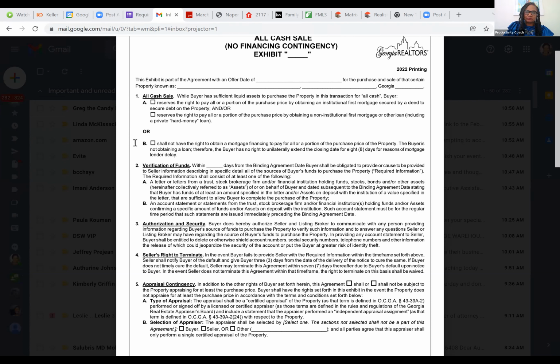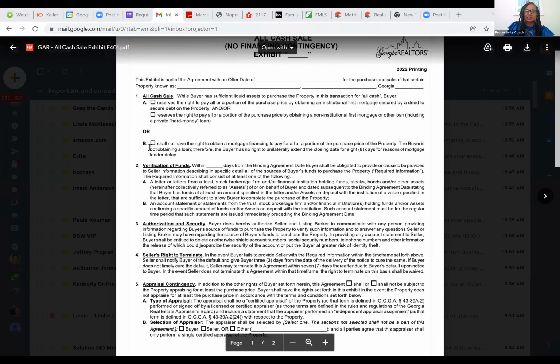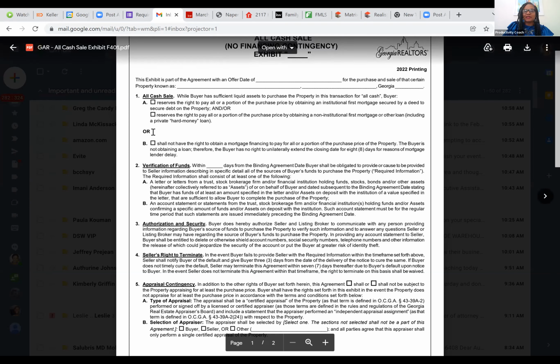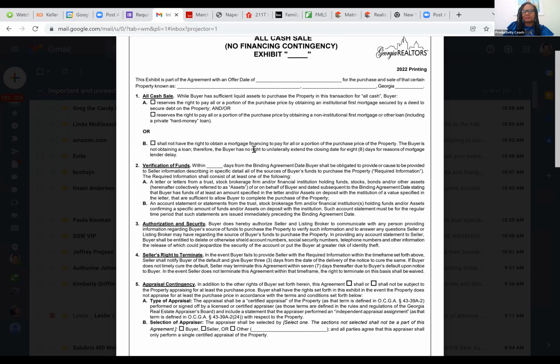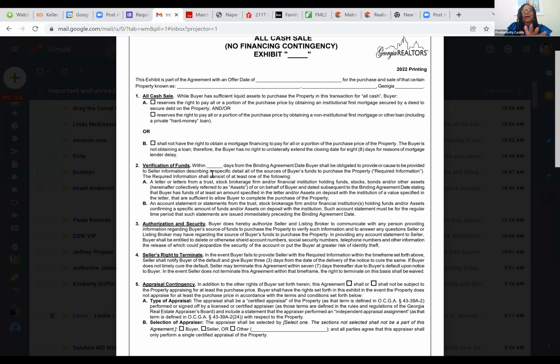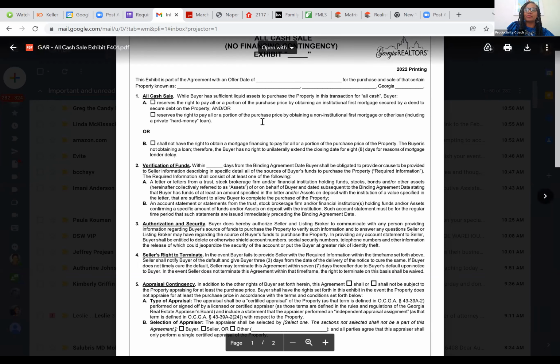So when I get an all cash exhibit, and I get somebody who has ticked off B, then my first thought is, this is really not cash. If it's the best offer, let me pick up the phone and call the agent and have a conversation, right? Because this could be just a ploy to win the deal. Understood? It said it shall not have the right to obtain a mortgage financing, right? So in either event, if there's a shall not have the right to obtain financing for all or a portion, right? Whenever I get this, especially if I don't have a bank statement attached, I'm making a phone call to see where I stand.